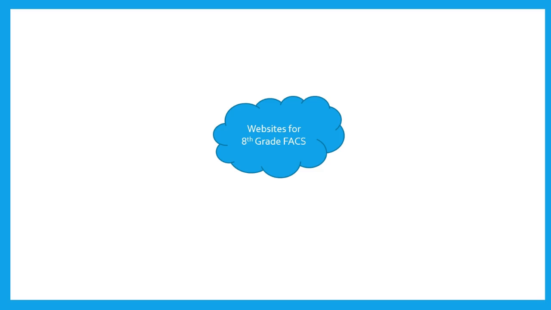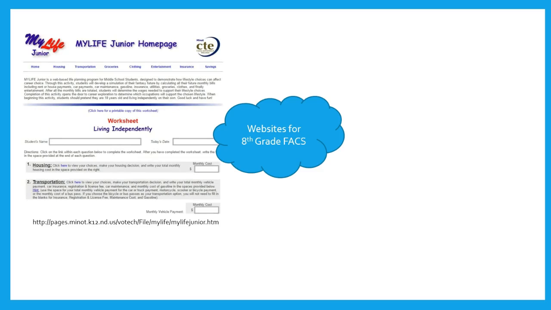There are several different websites that I use for classroom activities in 8th grade FACS. One of them is called My Life Junior. It's a site that we use for budgeting. Students use the website to research the cost of various living expenses, such as housing or transportation, and they use that to find out how much they're spending each month for these living expenses.